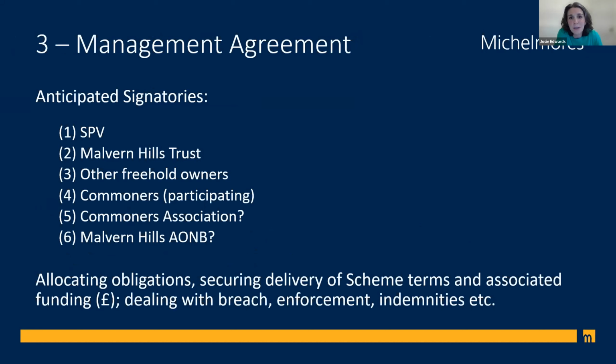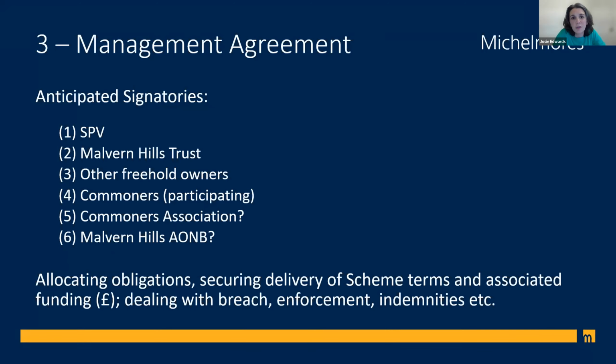And then finally, moving on to the third document, which is a crucial part of the contractual pyramid. This is the management agreement, and it's under this agreement that the allocation of the funding, the obligations and liabilities will be divided up between all of the stakeholders. So it's in this document that the detail will appear, including who will be paid for what and how much. And we anticipate that in some circumstances, there may be multiple management agreements.